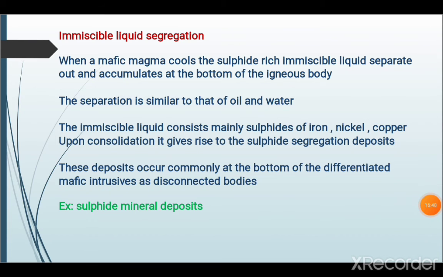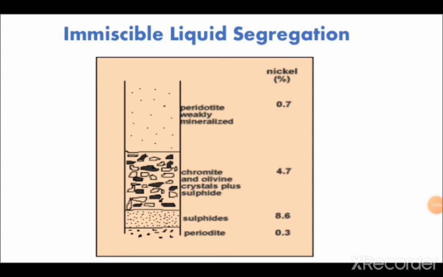The examples of these deposits are sulfide mineral deposits. In this picture, we can observe the liquid segregation. In this picture, we can observe the sulfide deposits separated from chromite and olivine crystals. They sink at the bottom of the surface. Later they will be cooled down. They form as the sulfide segregation deposits.